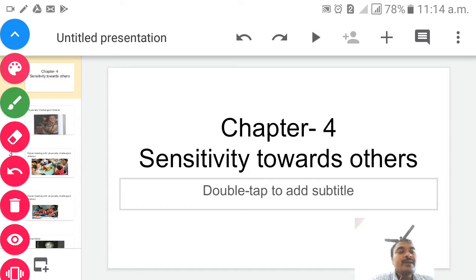What do you mean by visually impaired children? Visually impaired are those children who can't see with their eyes, and in the same way, whom we call hearing impaired, the children who can't hear, can't listen, you can say.